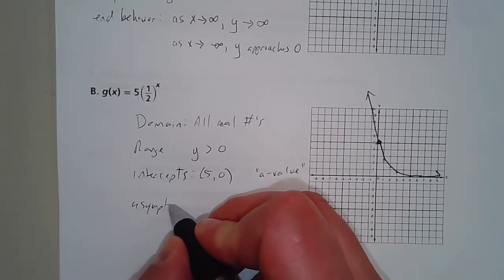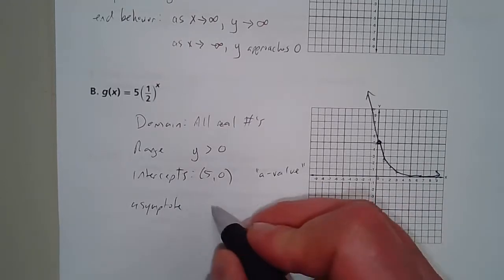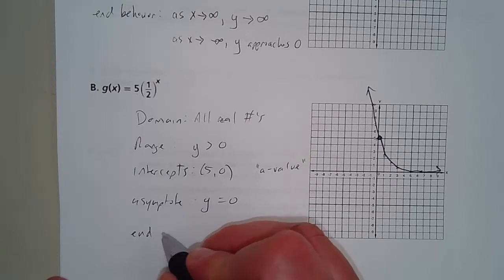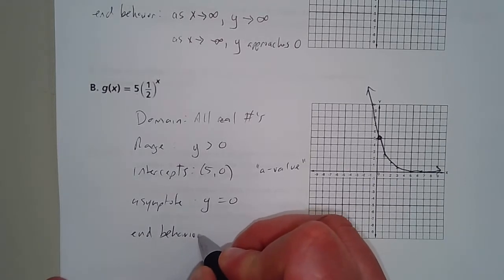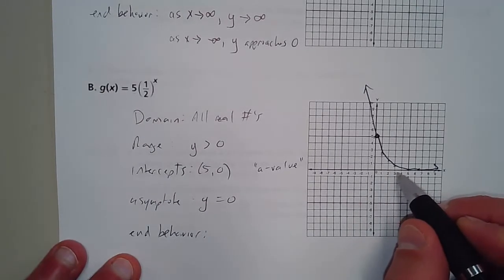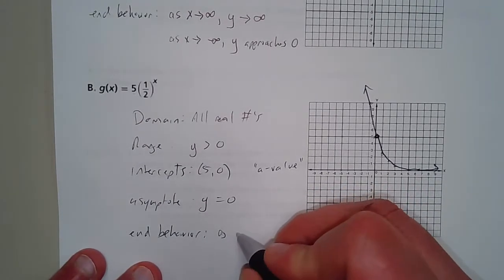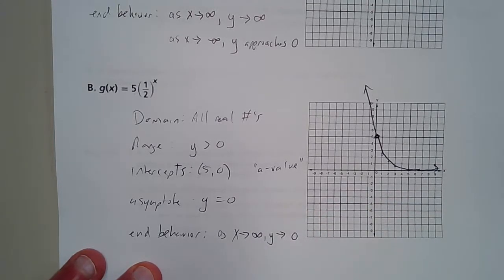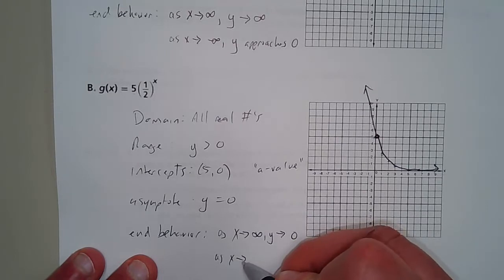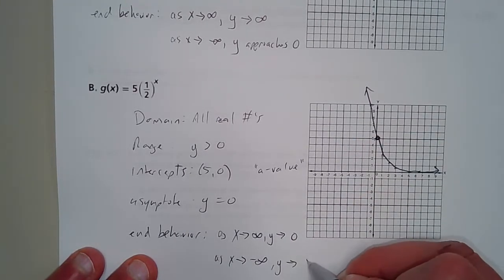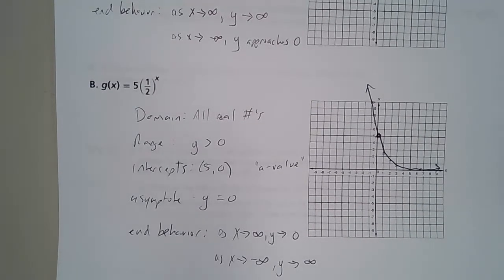Asymptote is the same as the last problem. Once again, Y equals 0. And lastly, our end behavior, which you can probably notice here, is going to be flip-flop from the previous one because it's doing the opposite thing. As X goes to infinity, Y goes to 0. And as X goes to negative infinity, Y goes to infinity. Okay, so all the same questions for a decay type of graph here.